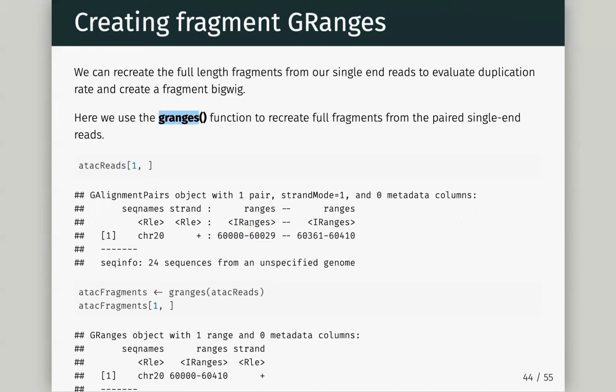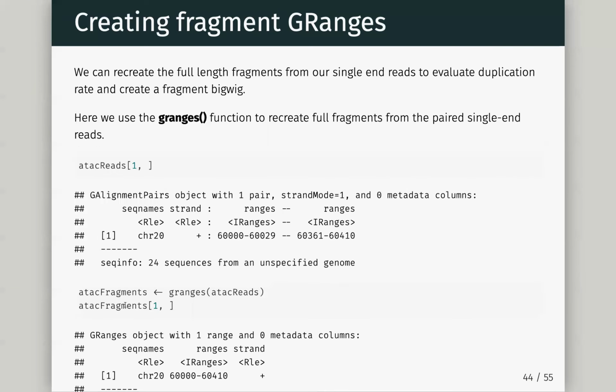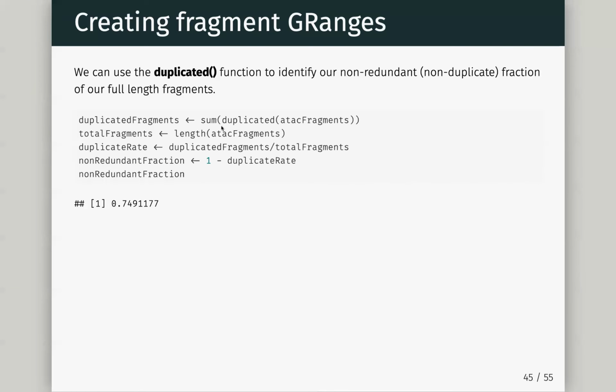Now I can reconstruct the fragments as a GRanges, and with that, I can start to do some further downstream analysis. So the first thing I'm going to do is try and get an idea of my redundancy. To do that, I'm going to take my fragments from here, and I'm just going to use the duplicated function to tell me how many of these are duplicated, and I will use sum to actually sum up the number.